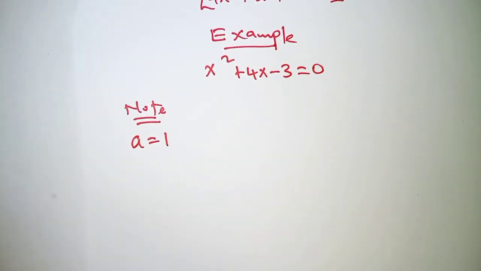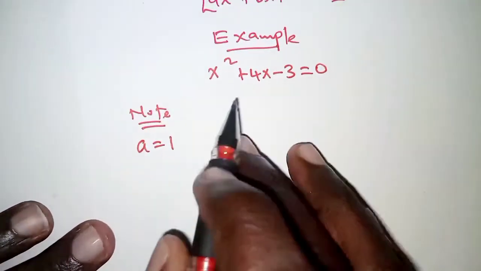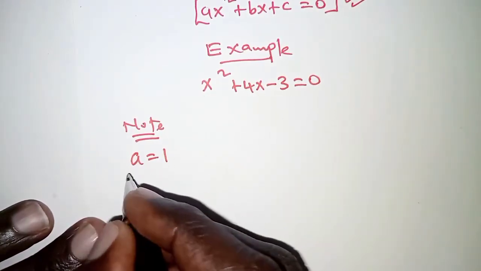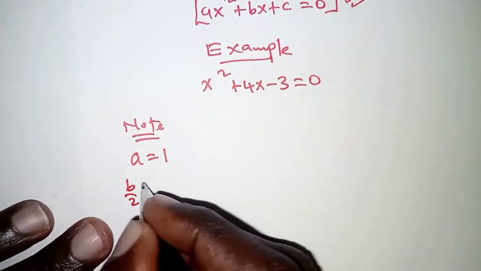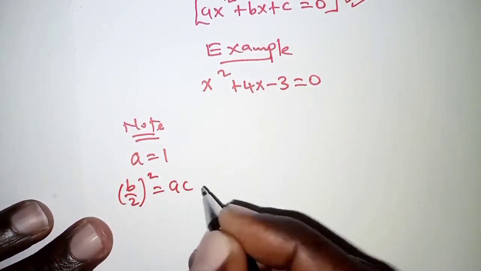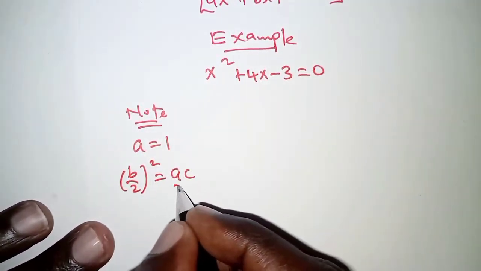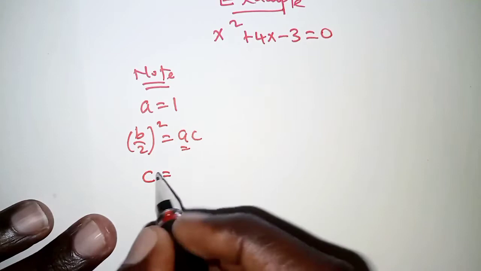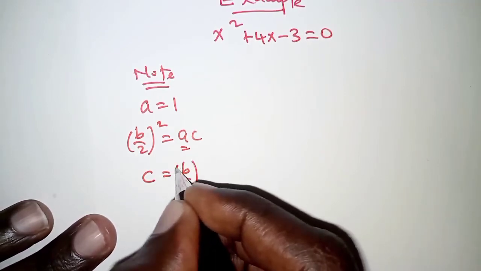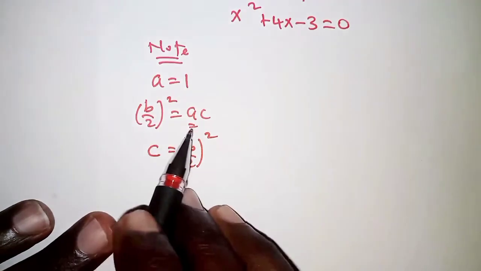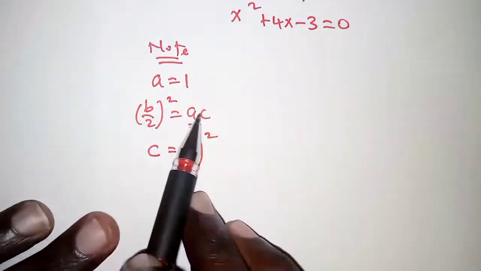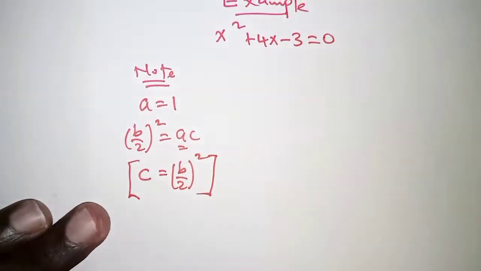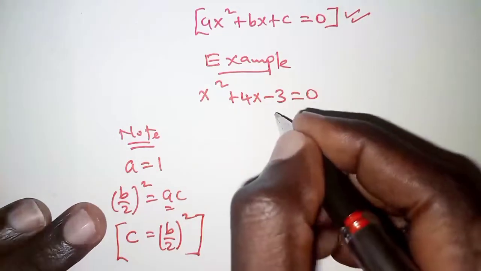Another thing that we need to take note of here, remember, for a perfect square, this expression on the left hand side should obey the rule b over 2 squared is equal to ac. But for our case, a is already 1, and therefore c will be obtained as b over 2 squared. So we'll not bother about a because it's already 1, so 1 times c is just c. So this is what we are going to apply throughout in our workings. Okay, so let's solve this.